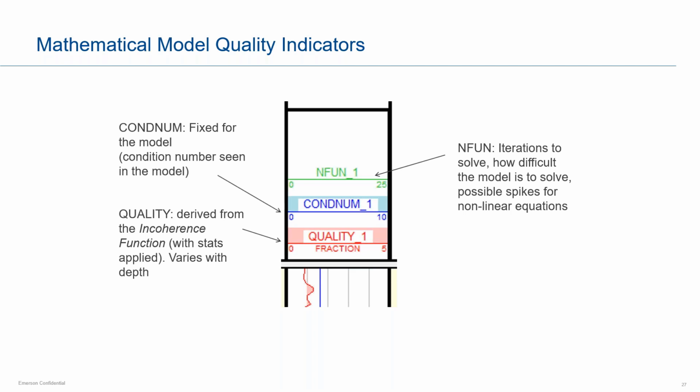The quality curve is derived from the incoherence function. If the quality is close to 1 or below 1, it says there is a good match between the measured and the model logs. Another quality indicator is N1. It doesn't have any relation to model QC or the result QC. What it says is how many iterations were needed to solve the model. Usually, if you use a nonlinear equation, you will see a spike, so it may need more iterations to solve the model.